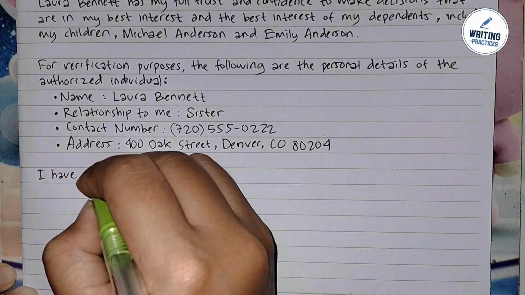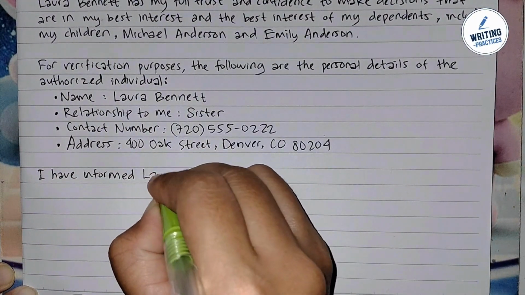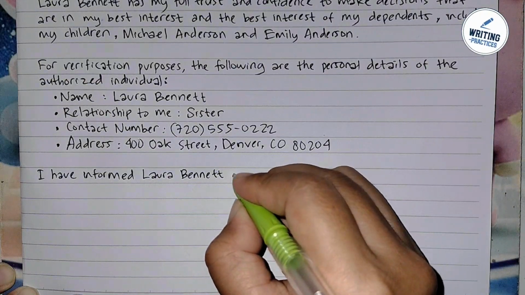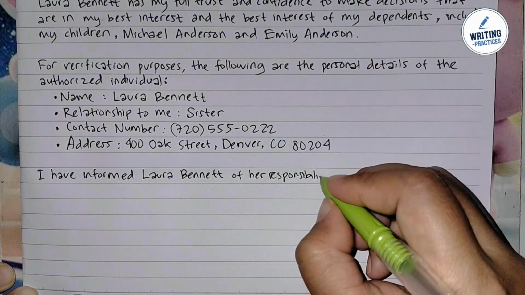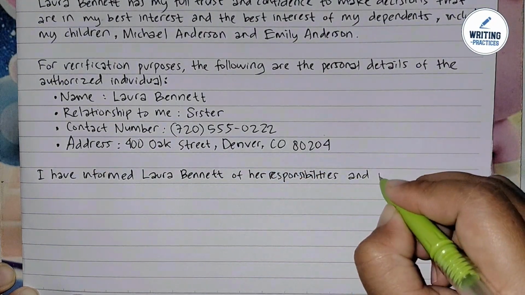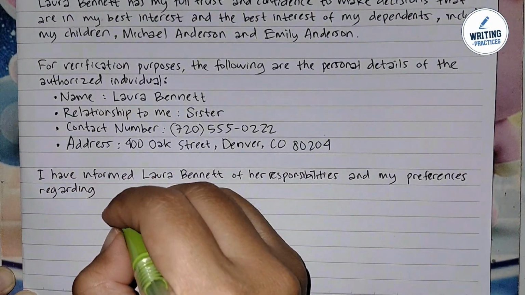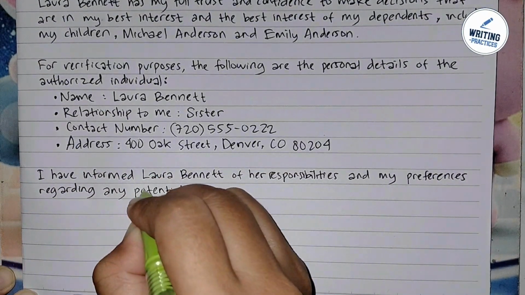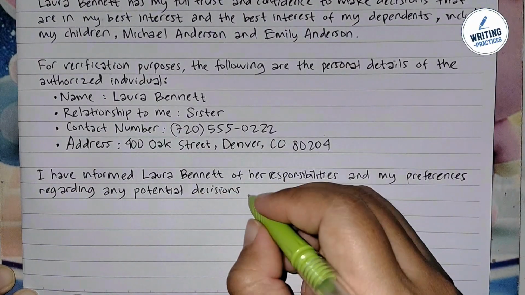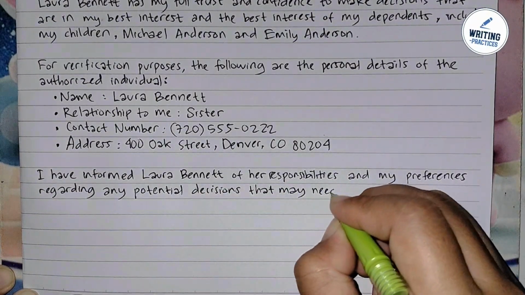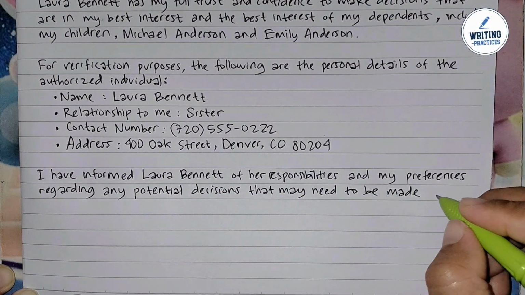In paragraph 5, explain that the authorized person has been informed of their responsibilities and preferences. This ensures that both parties understand the arrangement. For example, you may write it like this: I have informed Laura Bennett of her responsibilities and my preferences regarding any potential decisions that may need to be made during my absence.